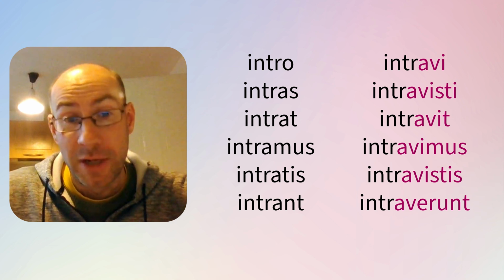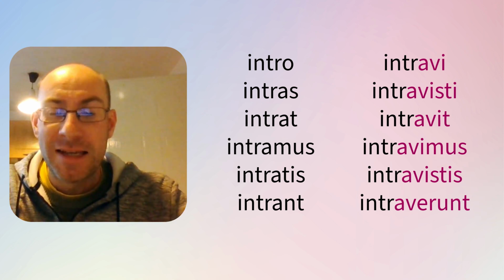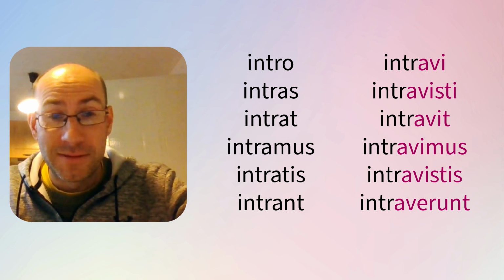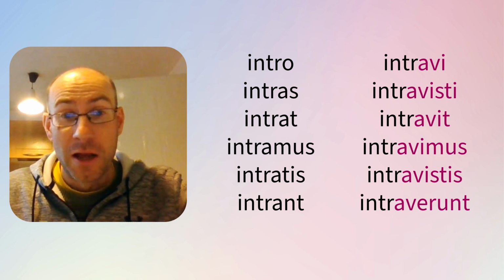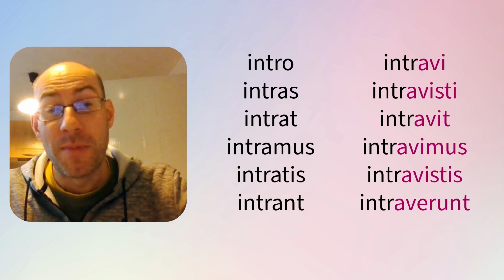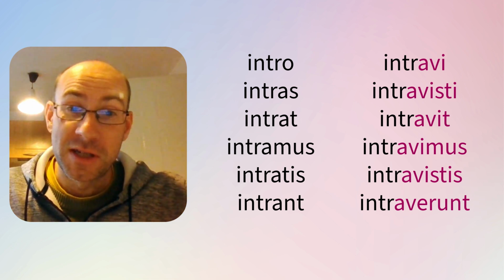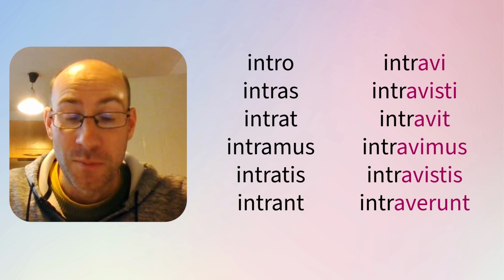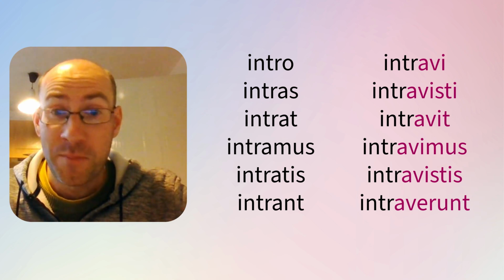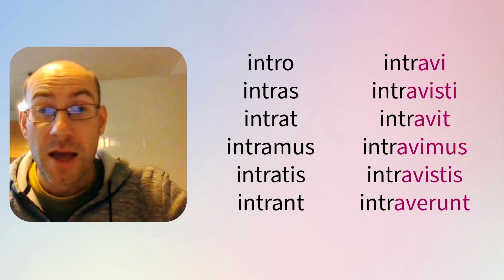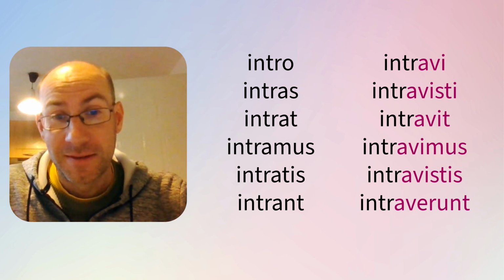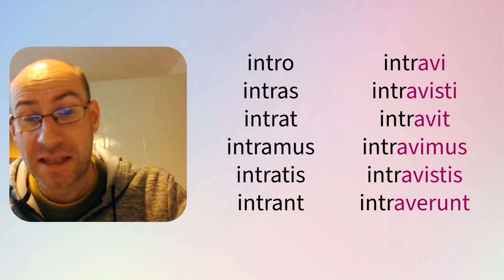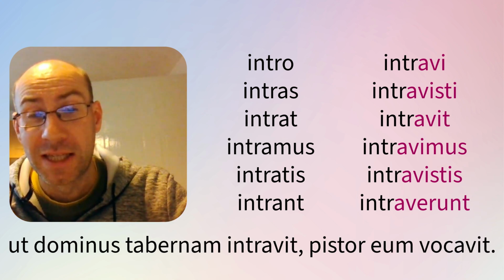Ut dominus tabernum intravit. So who's doing the entering? The master is dominus, he's the subject. What's he entering? The tavern, accusative, tabernum. Ut dominus or ubi dominus tabernum intravit, third person. The baker, pistor, called him. Him, accusative, eum vocavit.